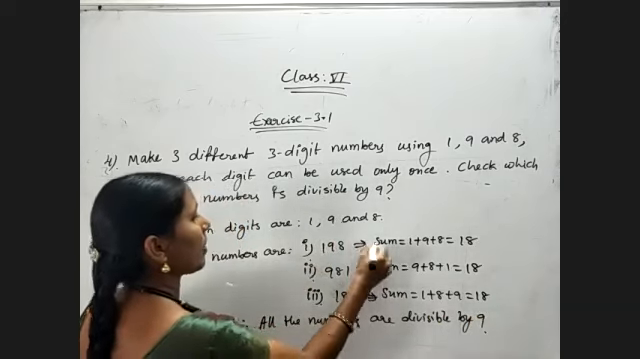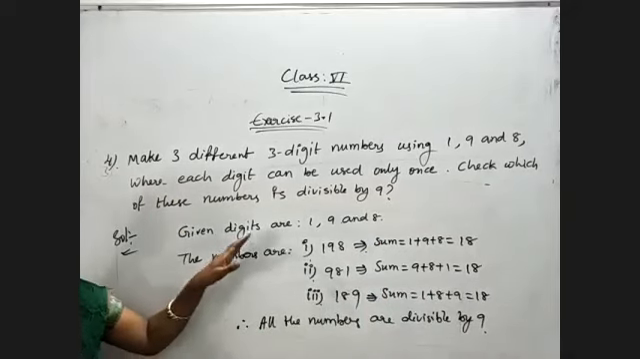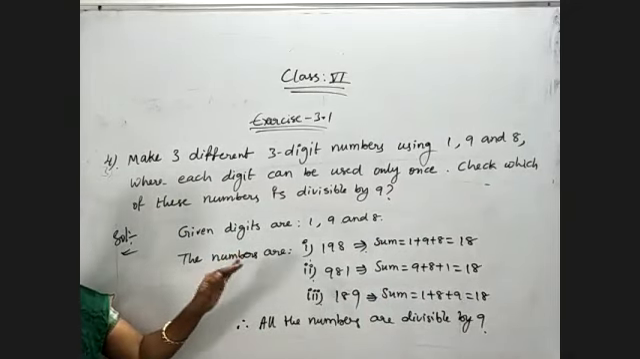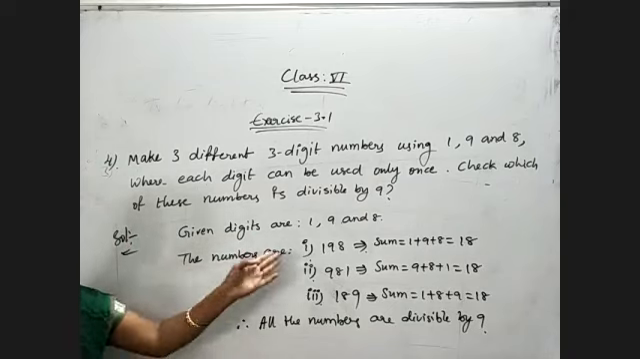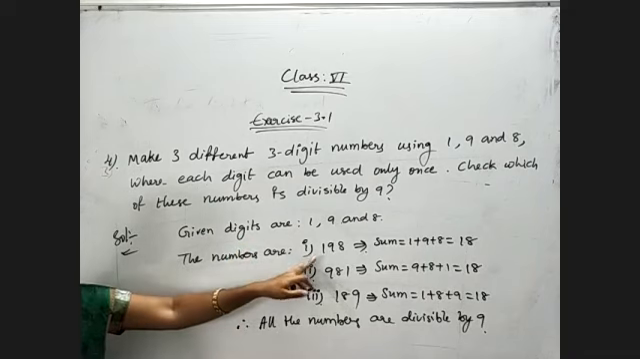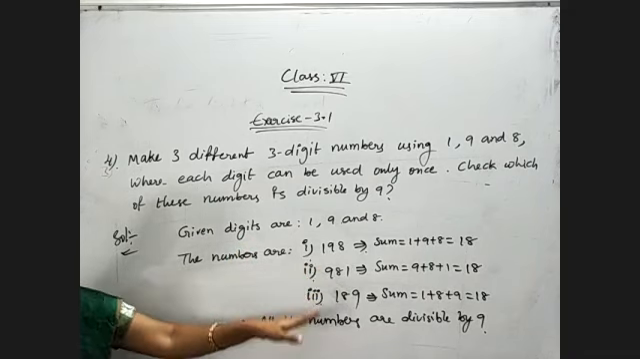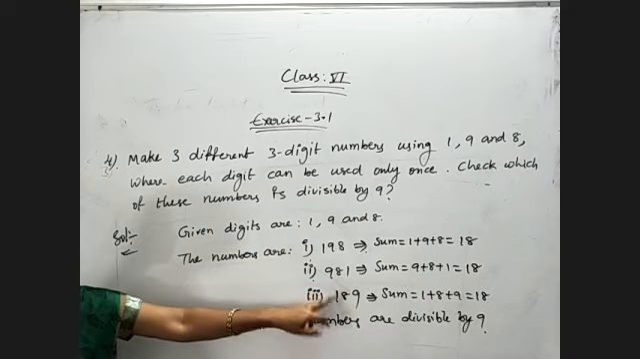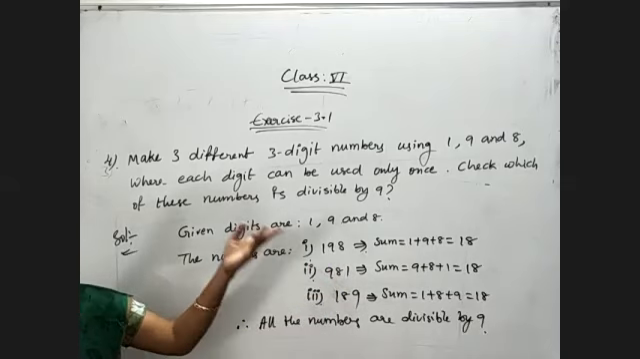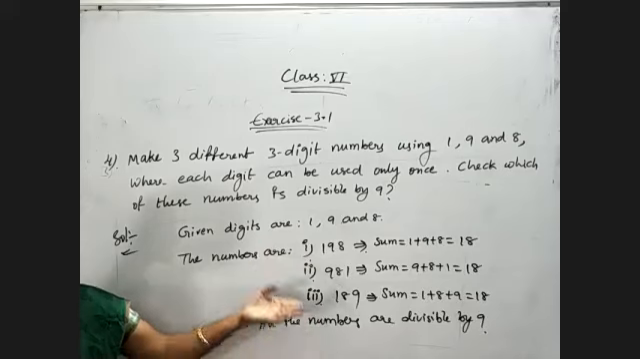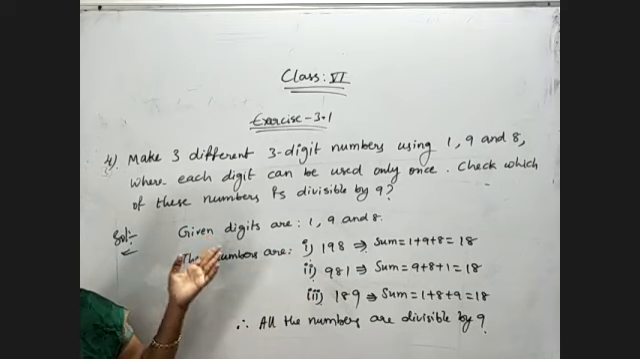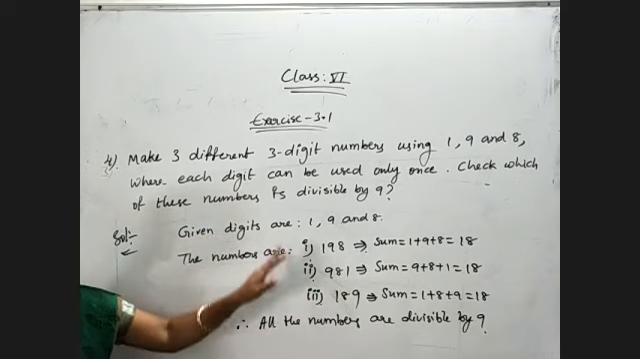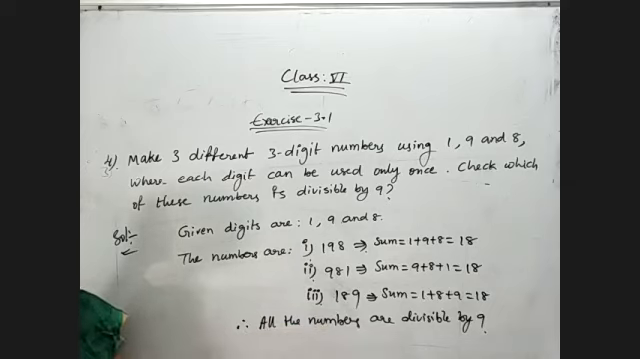Okay. So whatever digits they are telling, we have to use them only once, and we need to form different numbers using those digits only. That means we need to change the places of 1, 9, and 8. Then we will get new numbers. 198, 981, 189. In all these three numbers, we have the digits 1, 9, 8 only. So the sum will not change. Whatever order is there, the sum will not change. So the sum is equal to 18 we got. 18 is a multiple of 9. So all the numbers which are formed with 1, 9, 8 are divisible by 9.